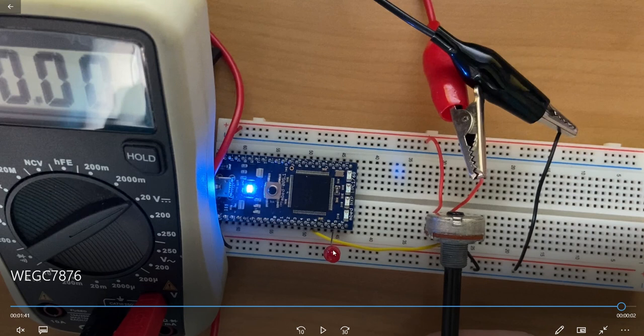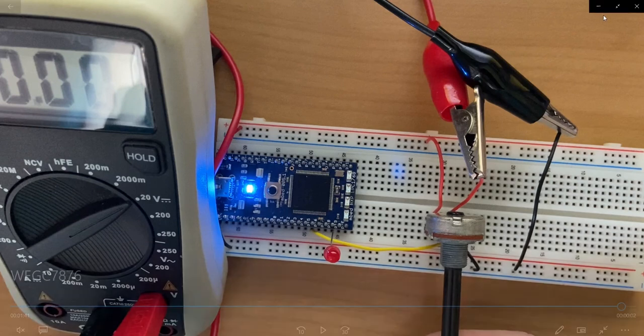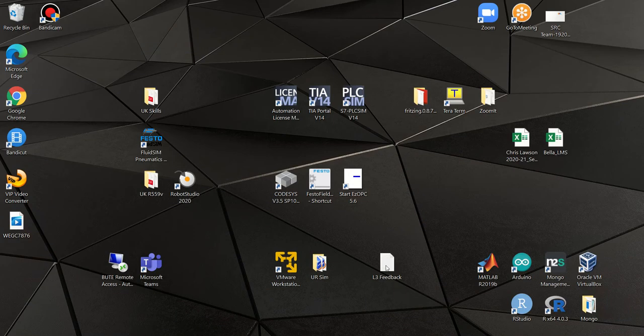But here we're just manually simulating an analog input, and then our code is looking to either brighten or dim the output. Okay, so hopefully that makes some sense.